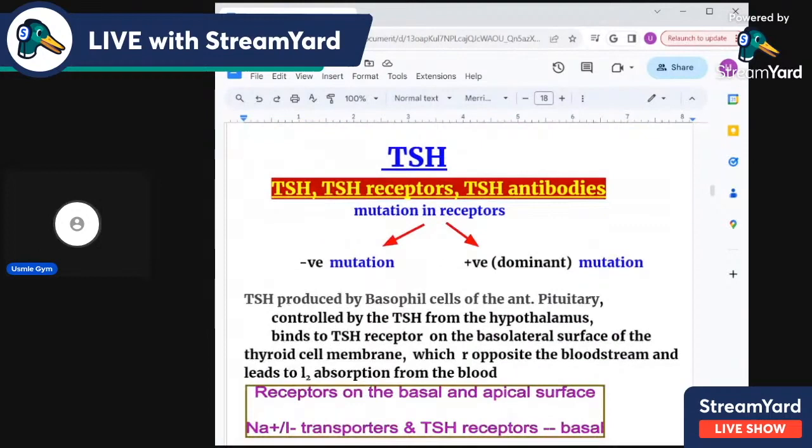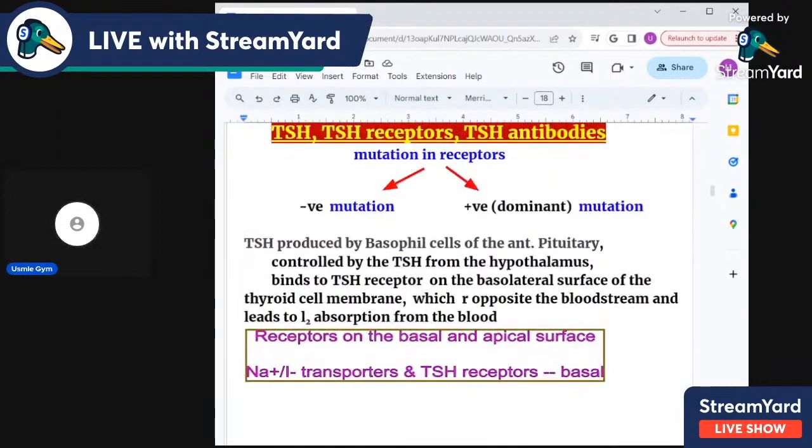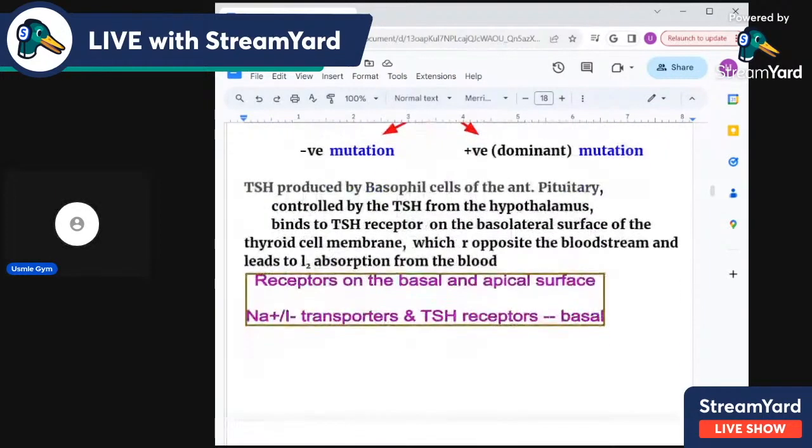Now let's discuss the TSH, TSH receptors and TSH antibodies. I'll discuss its mutation in the receptor later. So TSH, where is it produced from? TSH is produced from the basophil cells of the anterior pituitary. What are the other hormones produced by the basophil cells of the pituitary? They are ACTH, FSH, and LH.